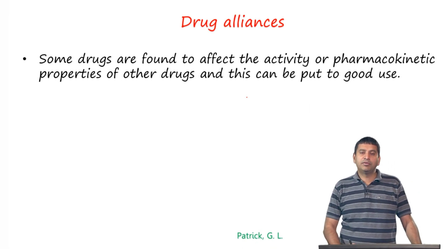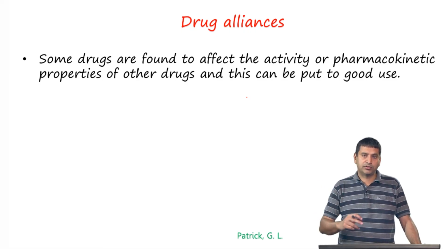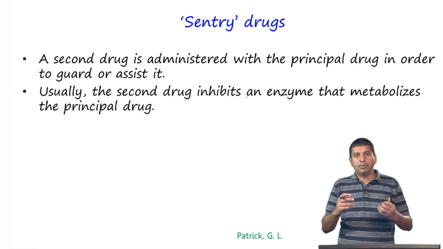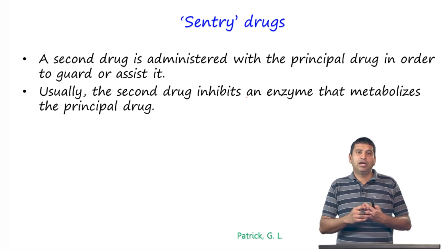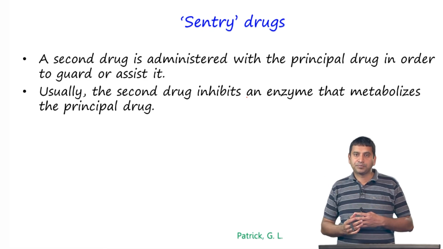Okay, so, the next concept that we are going to look at is drug alliances. So, here there are some drugs which affect the activity or the properties, especially the pharmacokinetic properties of other drugs, and so a knowledge of this helps us actually put it to good use. So, what happens is that a second drug is administered along with the principal drug, and this can be done in order to guard it or assist it.